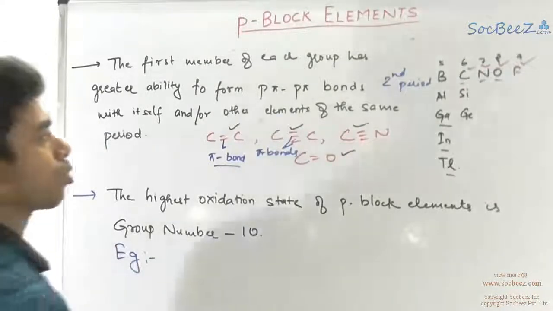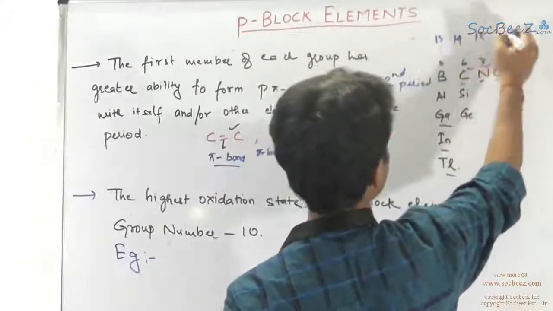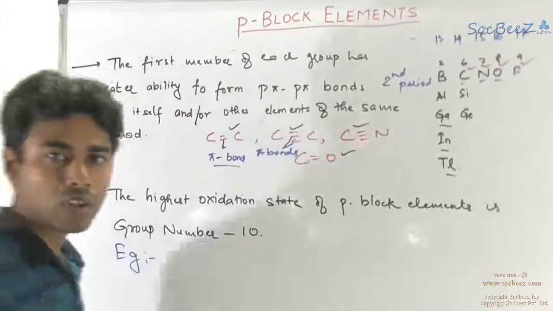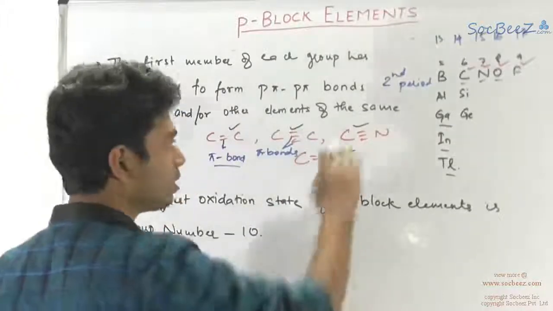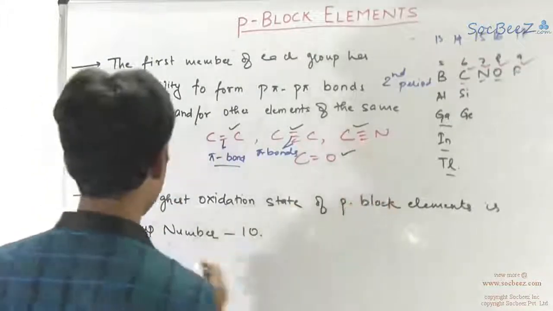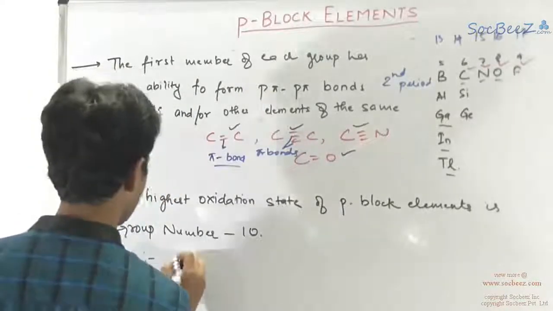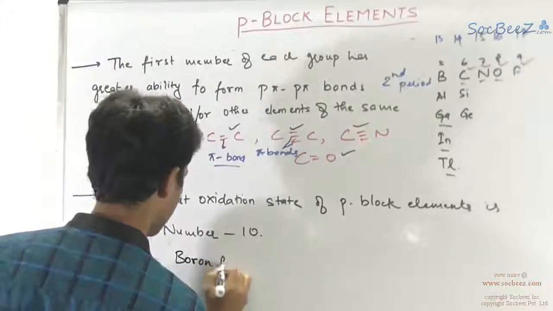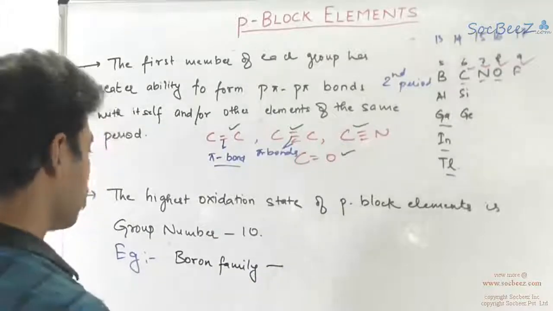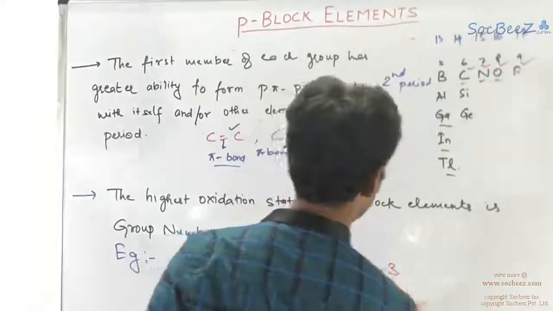The example is, consider for example boron. The group number for boron is 13, for carbon is 14, nitrogen 15, oxygen 16, fluorine 17. Now the highest oxidation state for these groups is the group number minus 10. Consider the boron family. What is the group number? The group number is 13 minus 10, so the highest oxidation state is 3.